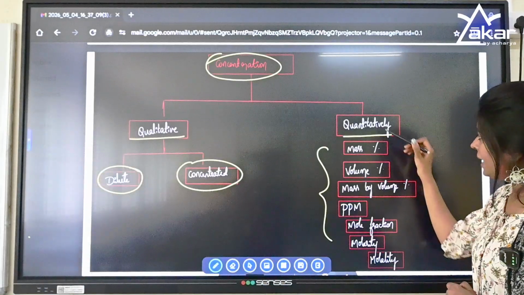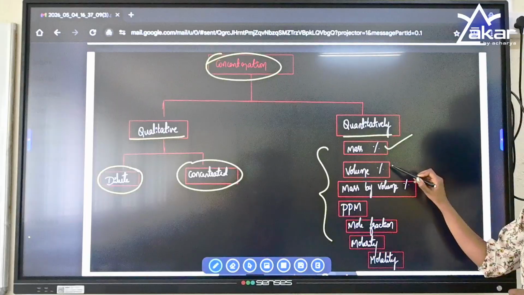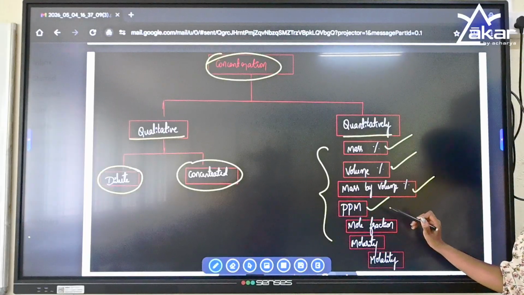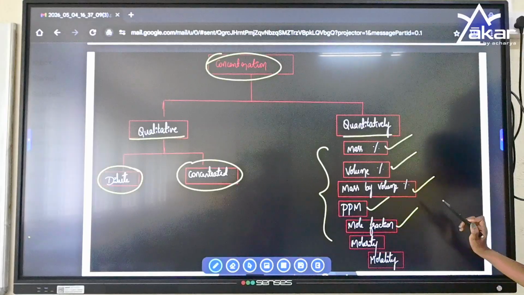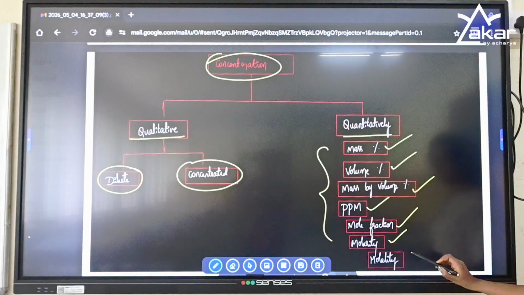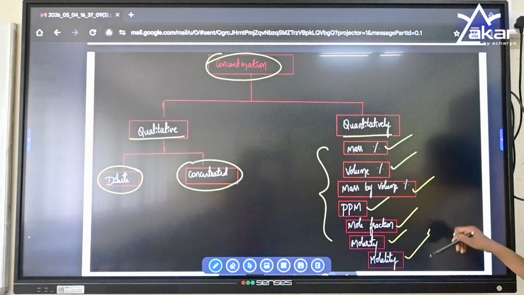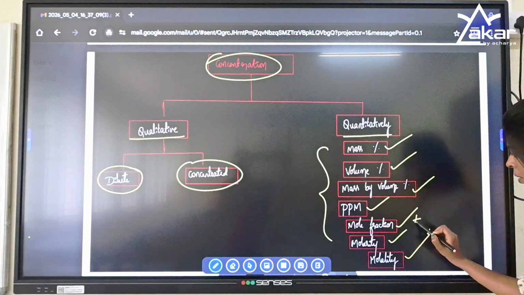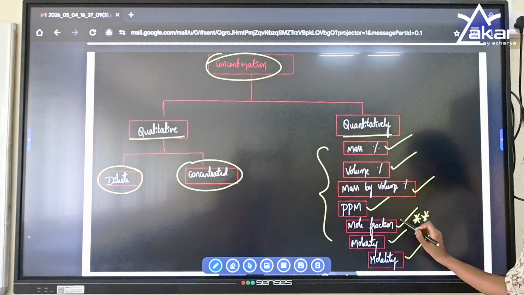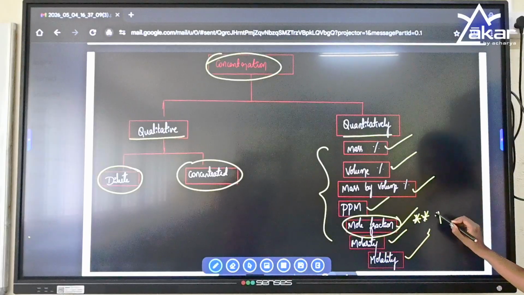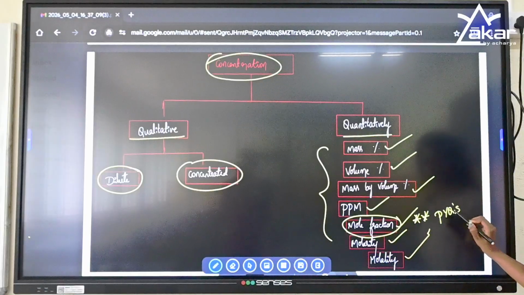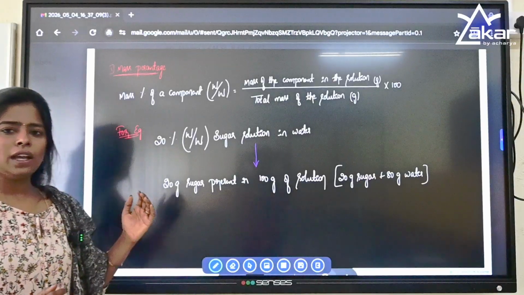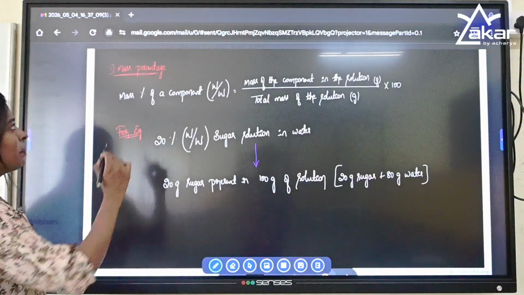Under quantitative we are going to study mass percentage, volume percentage, mass by volume percentage, ppm, that is parts per million, mole fraction, molarity, molality. Among all quantitative concentrations, mole fraction is very, very important for your board exams. If you see your PYQs, previous year's question papers, they have asked questions based on mole fraction. So now we are going to study all the concentration terms one by one.